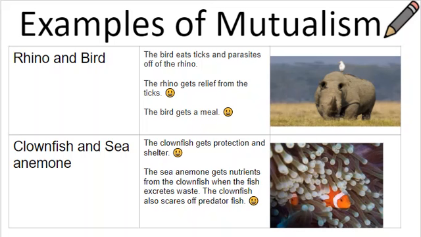The clownfish and the sea anemone also have a mutualism relationship. The clownfish gets protection and shelter from the sea anemone, and the sea anemone gets nutrients from the clownfish when the fish excretes waste. The clownfish also scares off predators, so they're both happy.